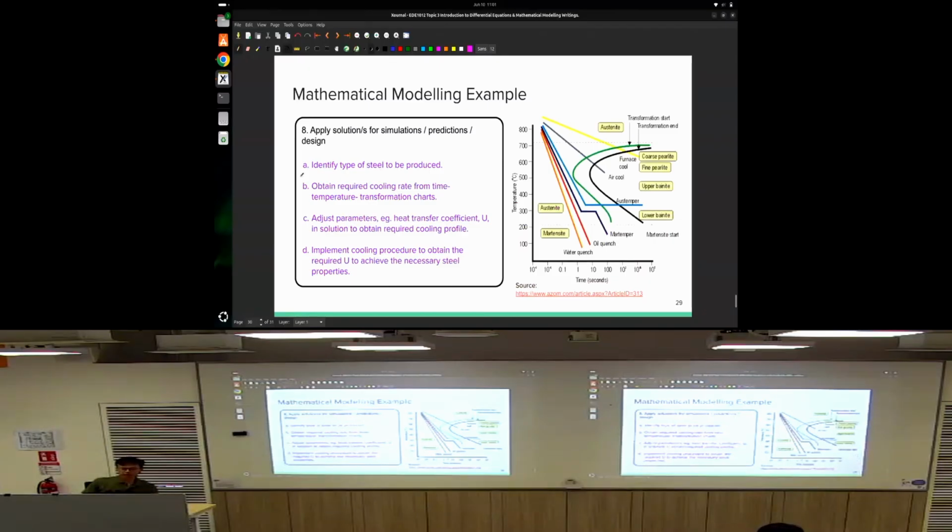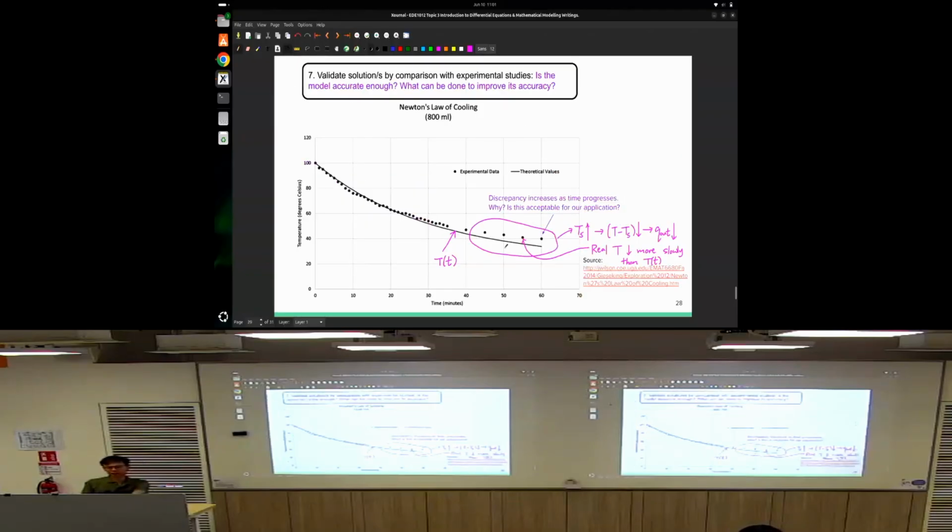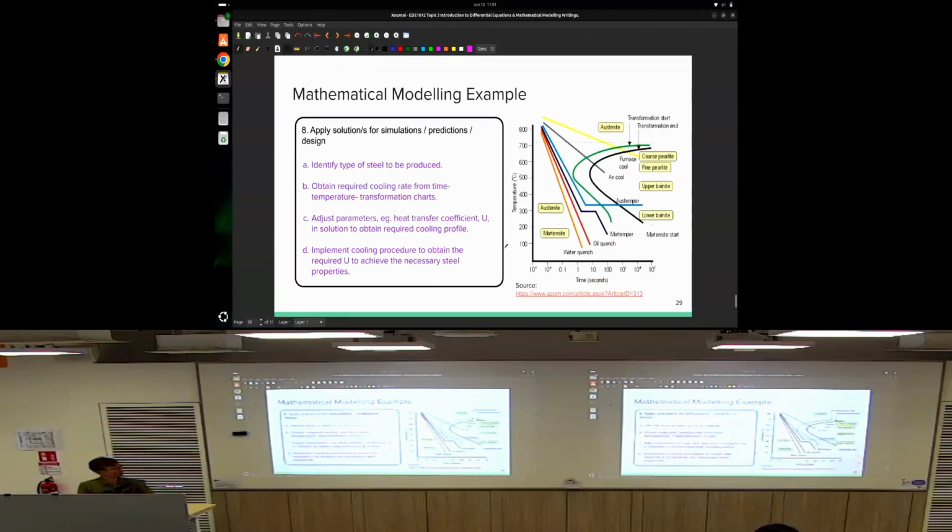So finally, step 8 is the last step. Let's say you can accept your model, or if you cannot accept your model, you go and refine your model and then resolve again. So after step 7, after you have validated and you're happy with your model function, you can apply it to solve the actual problem.